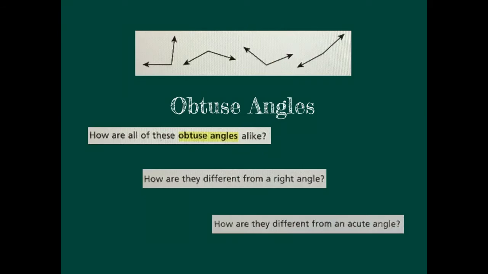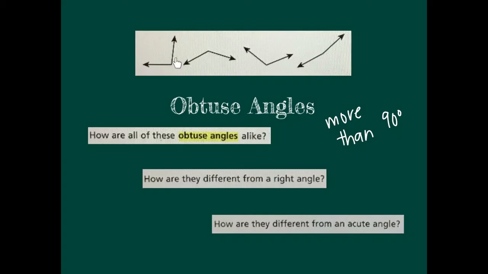Now this page is all about obtuse angles. Now remember that obtuse angles are angles that are more than 90 degrees. But remember that I told you on that first slide that they're also less than 180 degrees because 180 would be a straight angle. So when we're looking at our questions, how are all of these obtuse angles alike?